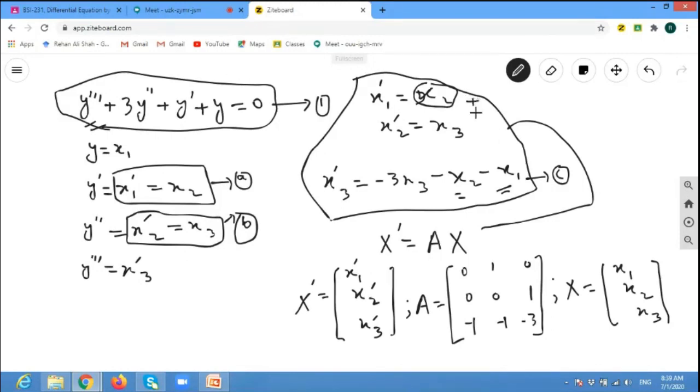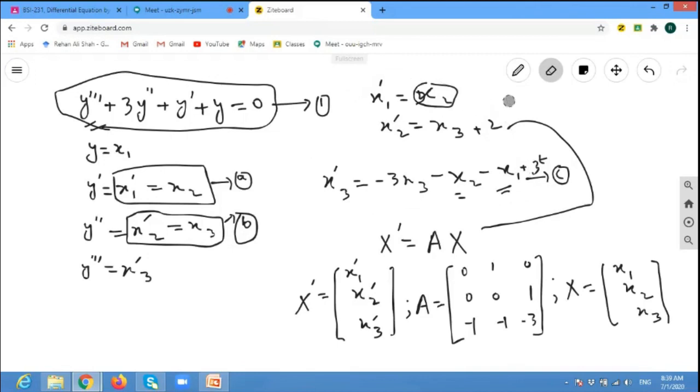अगर यहाँ पे कोई प्लस t होता, यहाँ पे प्लस 2 होता, यहाँ पे कोई प्लस 3t होता, so then this will become what? This will become non-homogeneous. Now in this case this is homogeneous. ये clear है? Yes, sir. Okay जी.